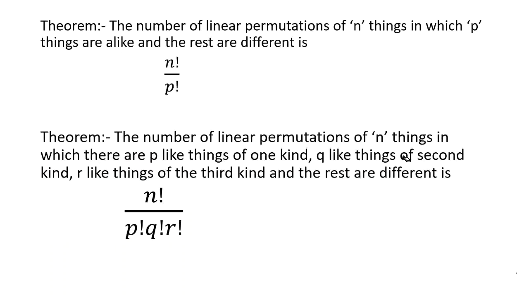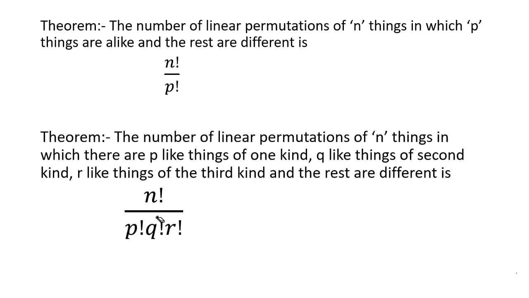Next, we have permutations with constraints. In a set of n objects, if p objects are alike and the remaining are distinct, then the number of permutations of these n objects is going to be n factorial upon p factorial. So if p objects are alike, the number of permutations is going to be n factorial upon p factorial.